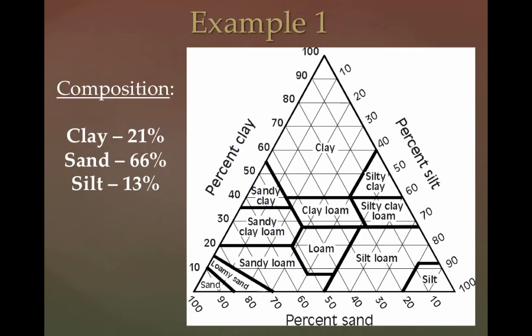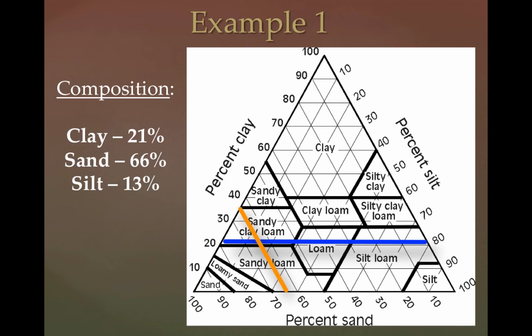Our first example right here has clay with 21%. So we find clay, we find 21%, which is just above the 20, and follow that line straight over. Then we find the percent of sand, which happens to be 66, and so notice that's going to be between 60 and 70%. So we find 66, which is closer to 70, and follow that line straight up.